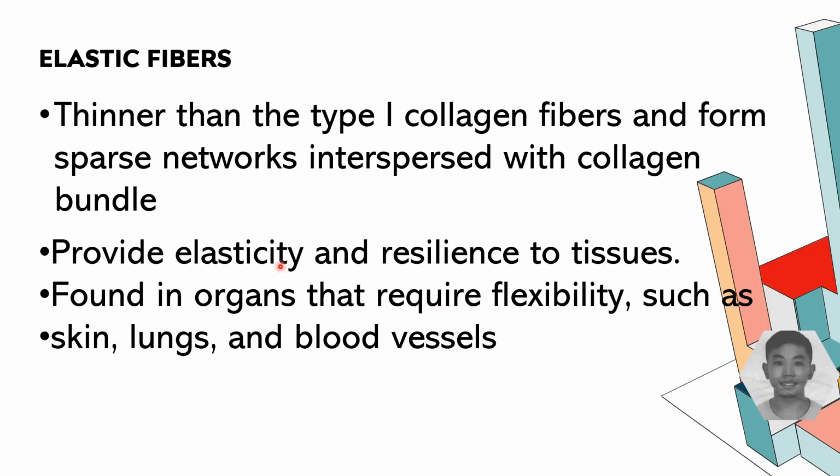And then finally, you have your elastic fibers. These are thinner than type 1 collagen fibers and form sparse networks interspersed with collagen bundles. So they are somewhat smaller in number, and they are thinner than type 1 collagen fibers. What is the function of this one? It provides elasticity and resilience to tissues. This is found in organs that require flexibility, like the skin, lungs, and blood vessels accordingly. That is for your elastic fibers, and that is for your extracellular matrix activity.